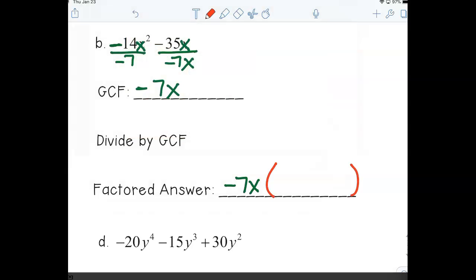I'm left with some parentheses. That's all of my leftovers. So that negative and negative cancel into positives. That negative and negative cancel into positives. 14 divided by 7 makes 2. X squared divided by x makes just an x. 35 divided by 7 makes a positive 5. X divided by x cancels.